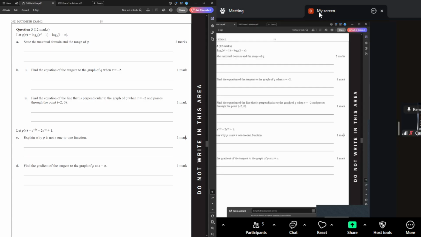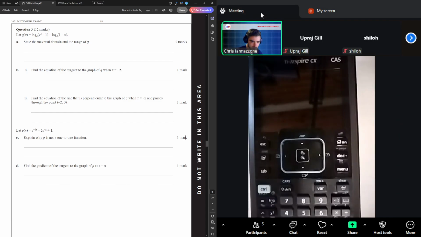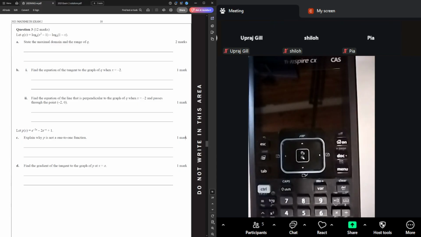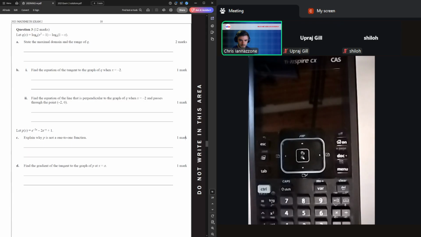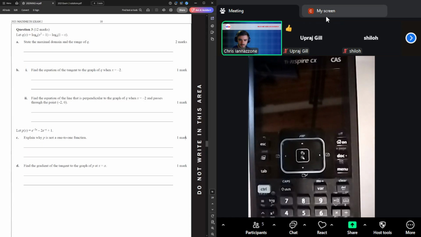Can you guys still see the screen share? I think it should be fine. Sweet. Either way, you've got a copy of it, of course, so you're probably better off using your own copy of things. But yeah.